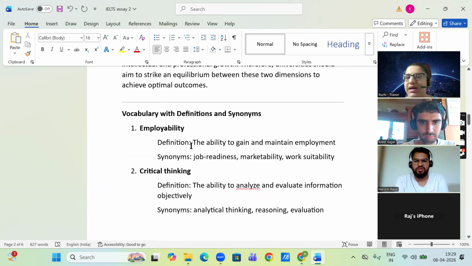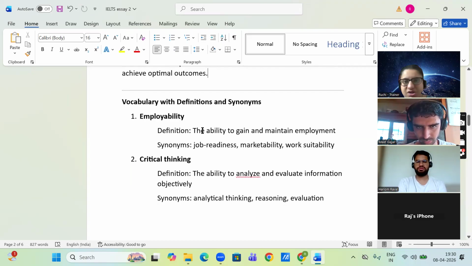We have the first word here, employability. And employability का मतलब होता है कि नौकरी मिलने लायक. आप कितने employable हो. How ready for employment are you? So कहीं ना कहीं आप देखो, the purpose of education is to make a person employable so that tomorrow he's prepared to be able to get a job in the market, right? So employability ka definition, the ability to gain and maintain, khali gain nahi, gain karke you have to maintain also, right? So the ability to gain and maintain employment is your employability. And the synonyms are job readiness, marketability, work suitability.